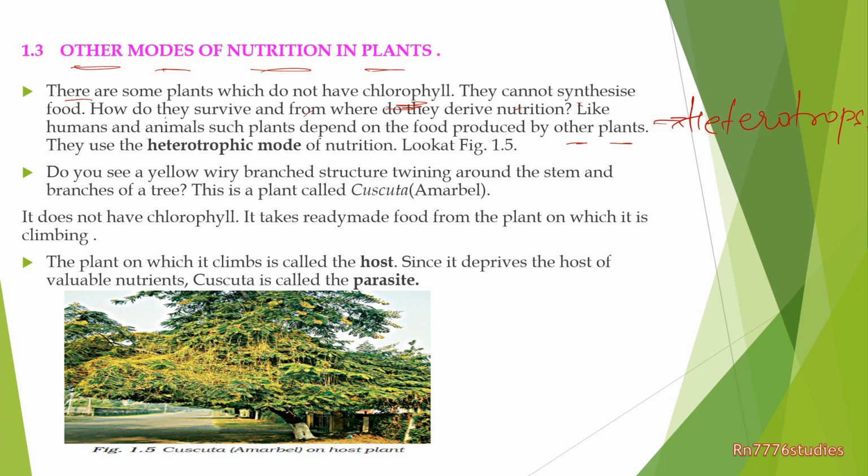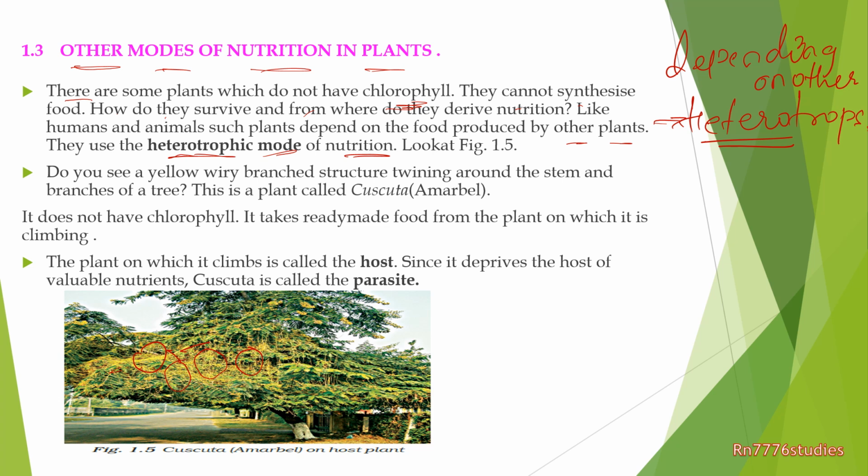Yes, heterotrophs. They use the heterotrophic mode of nutrition, that is depending on others. Do you see the yellow wiry branches? This structure twining around the stem and branches of a tree is called Cuscuta, or amarbel.